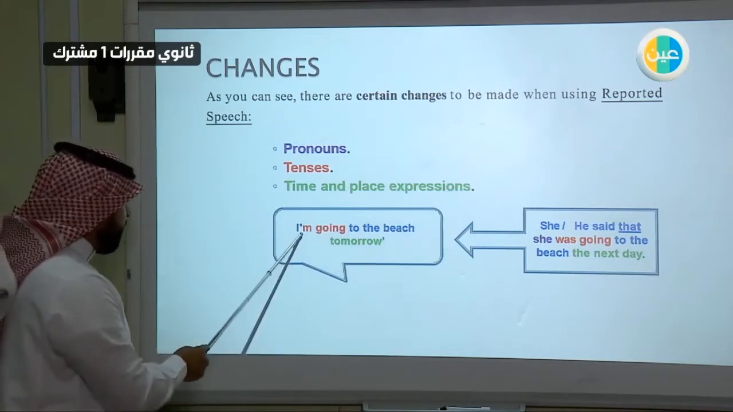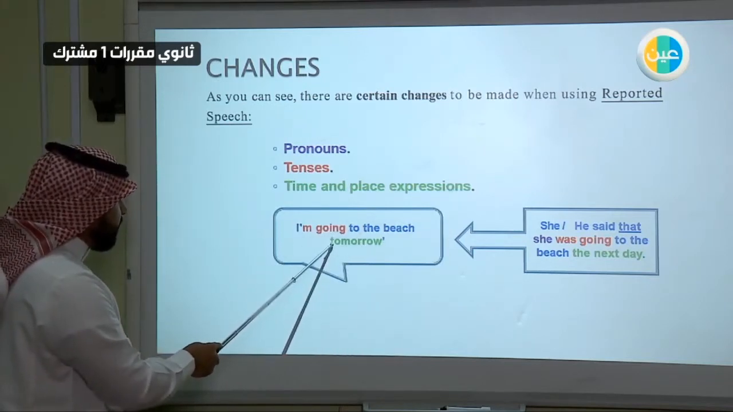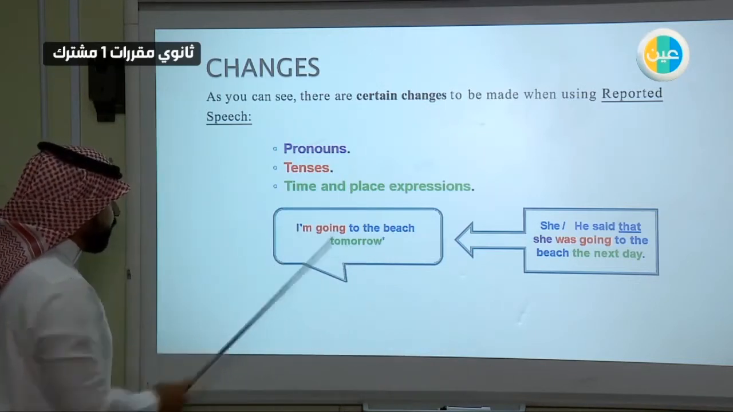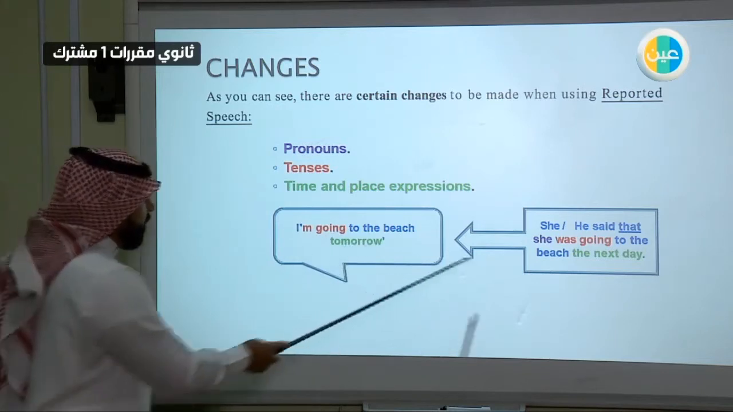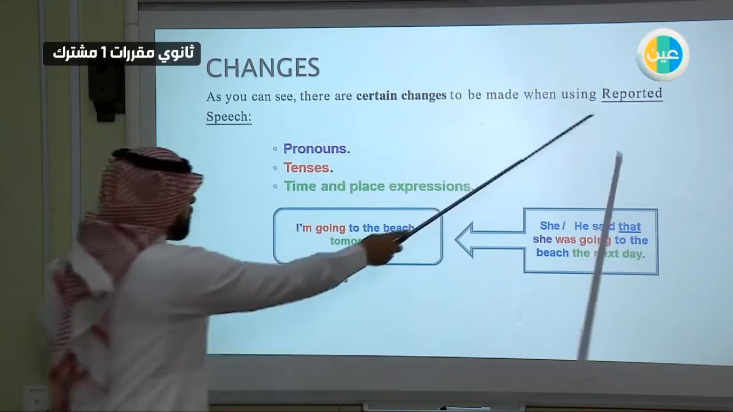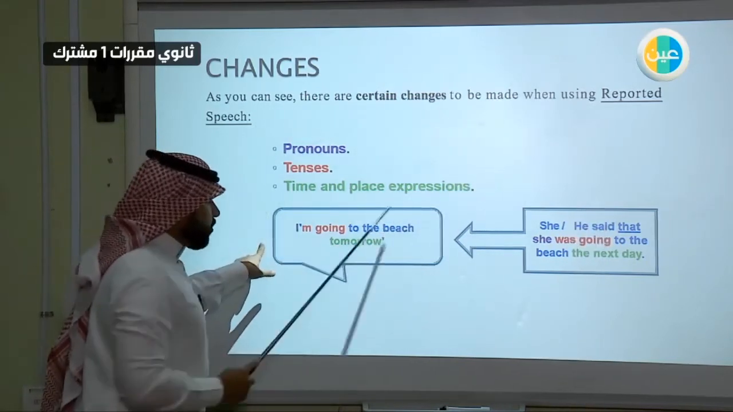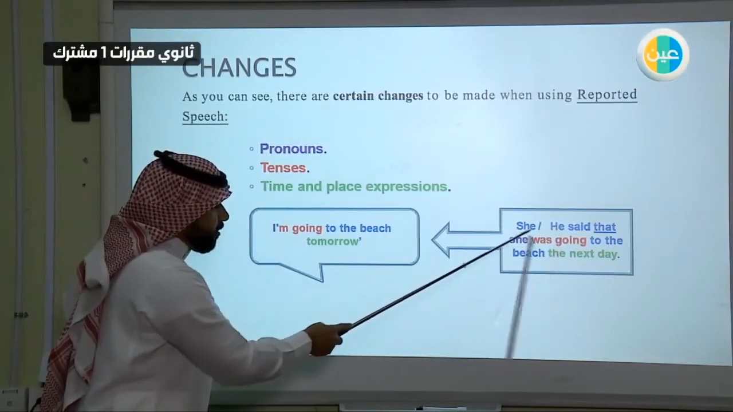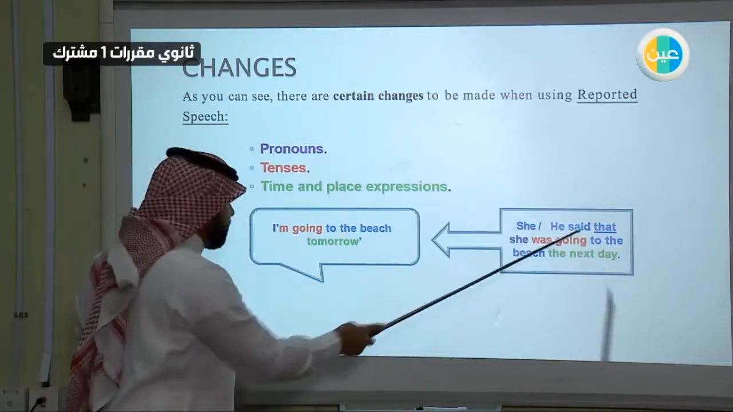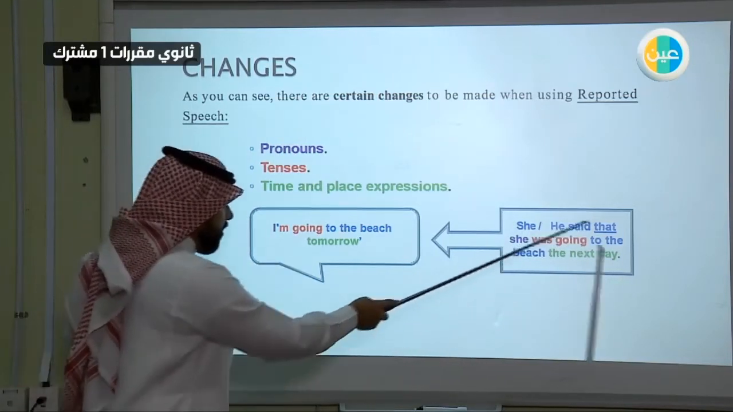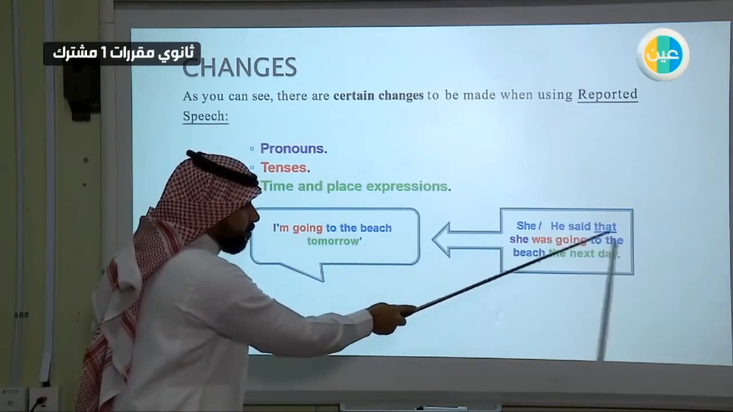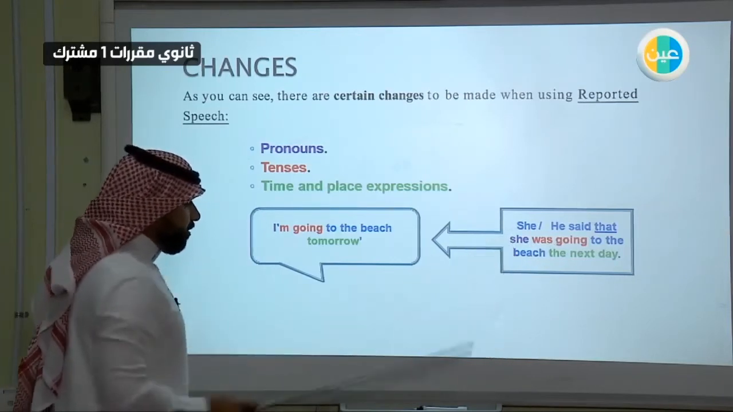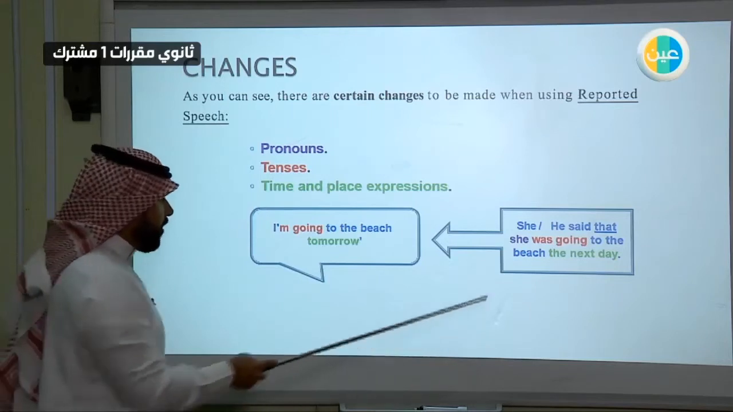So for example, here is the direct speech, the statement: "I am going to the beach tomorrow." And here we change it to reported speech. We don't know about the speaker, if he is male or female, so we use she or he. You can use one of them. "Said", because it's in the past. "That": you can use that or you can just omit it. "She was going", so we just chose she, if we consider it as a female, a girl, was going.